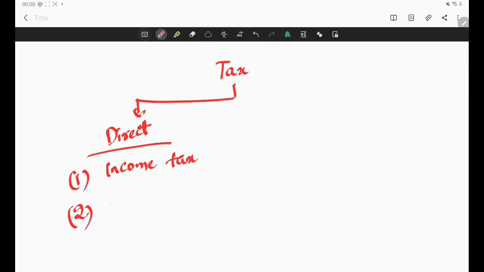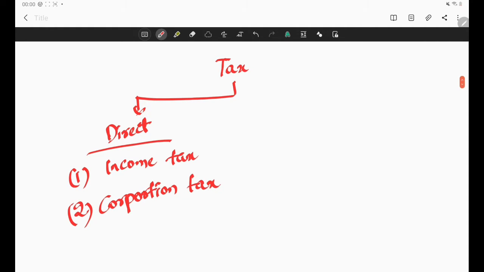If there is a company, instead of an individual, whatever profit it earns, out of that profit, a certain percentage should be given to government. That is called corporation tax. So in case of individuals, it is income tax, and in case of companies, it is corporation tax. So these are directly levied on individuals or companies. There is another way in which government can collect taxes, that is indirect tax.